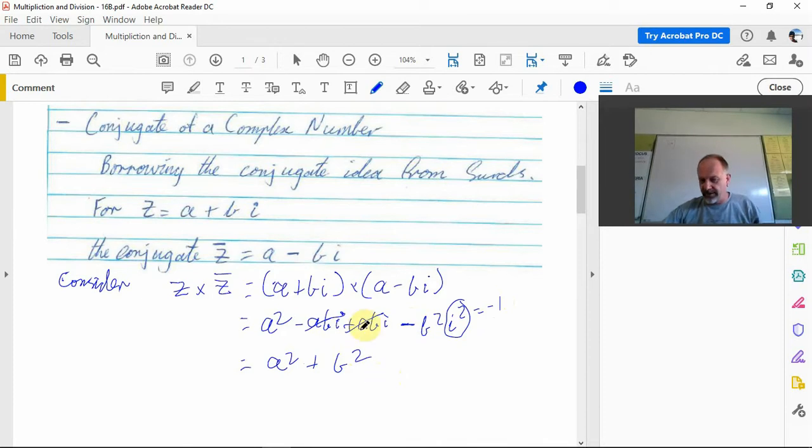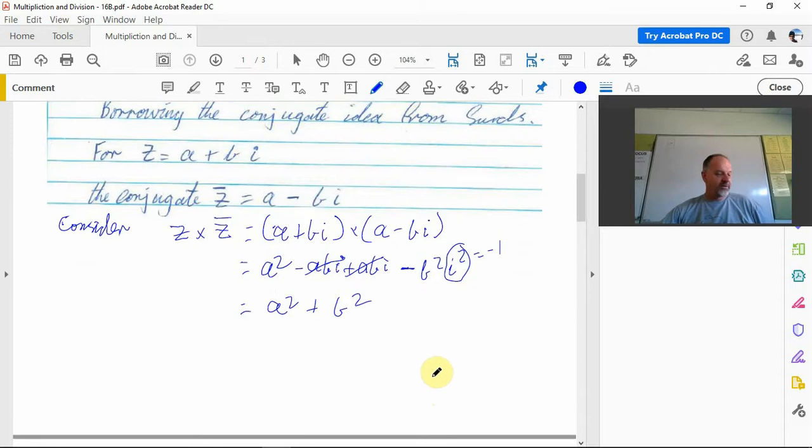So you'll notice that when we've multiplied a complex number by its conjugate, we don't have an imaginary part. We've now just got a real number, a squared plus b squared, so the real part squared plus the imaginary part squared. And what we're going to do is use this idea when we divide complex numbers.